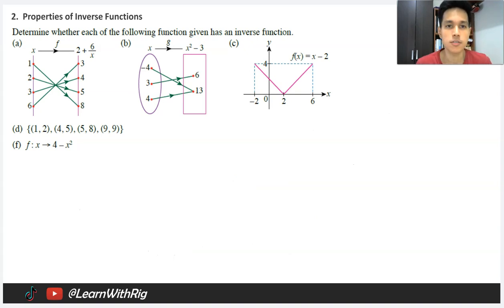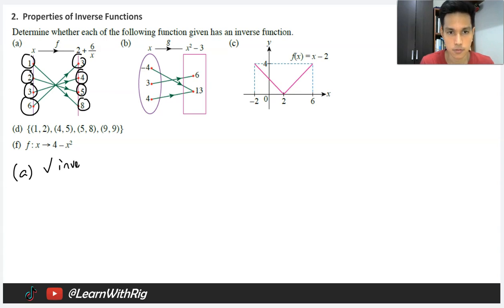So coming back to our question, determine whether each of the following functions given has an inverse function. So let's look at A. The question is asking whether it has an inverse function, so does it fulfill the one-to-one relation? You notice that 1 is connected to 8, 2 is connected to 5, 3 is connected to 4, 6 is connected to 8. So all of these objects here only have one image. So therefore, it has an inverse function. Why? Because it fulfills the one-to-one relation.